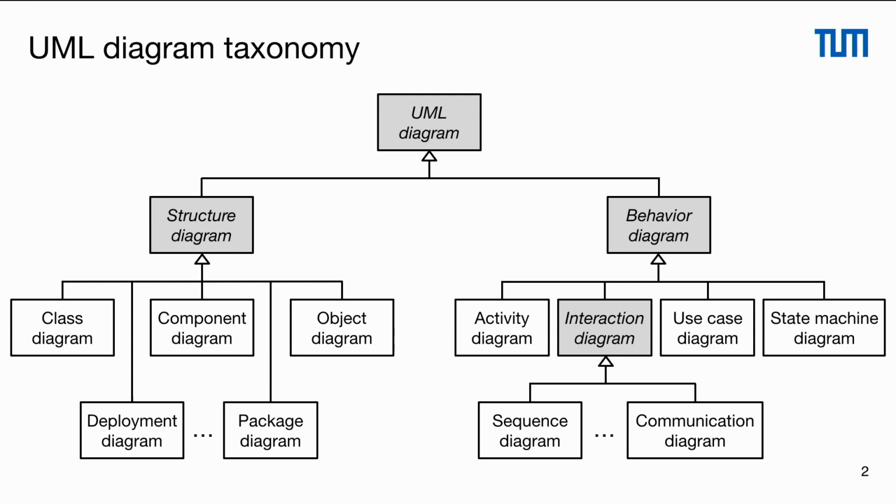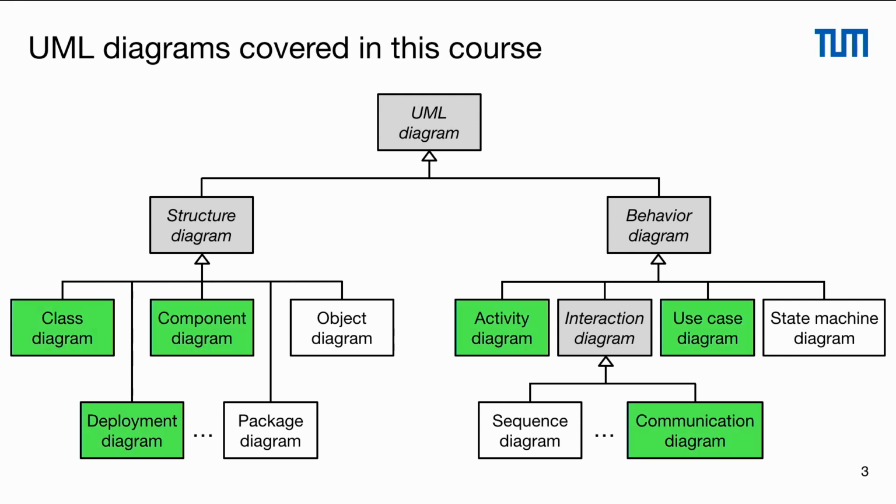Gray diagrams in this figure are abstract diagrams. This means that they cannot be instantiated and rather denote the different types. In this course we will cover 6 different diagram types that are highlighted in green. And today we will start with activity diagrams.